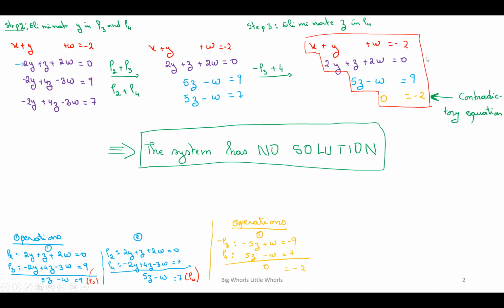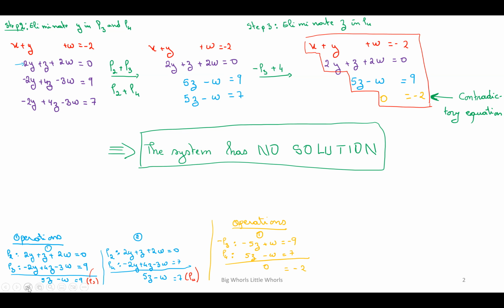When we arrive at the echelon form, we have to ask ourselves, do we have a contradictory equation? If yes, then we have no solution. If we don't have a contradictory equation, that means we have either a unique solution or infinitely many solutions. And how do we know which one it is? We will see it in the next two videos.